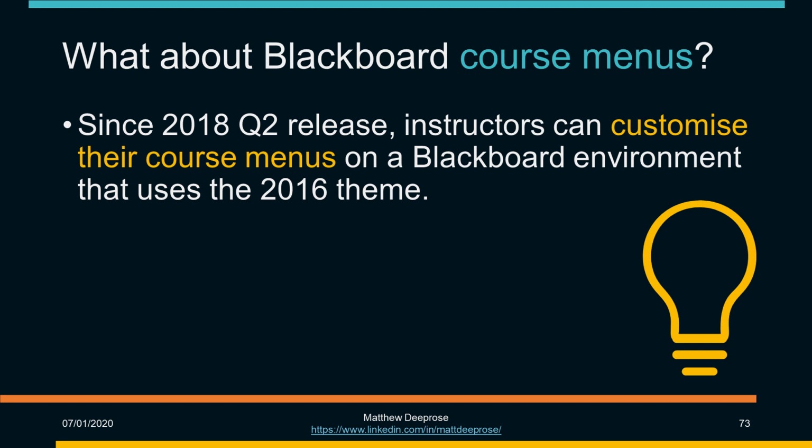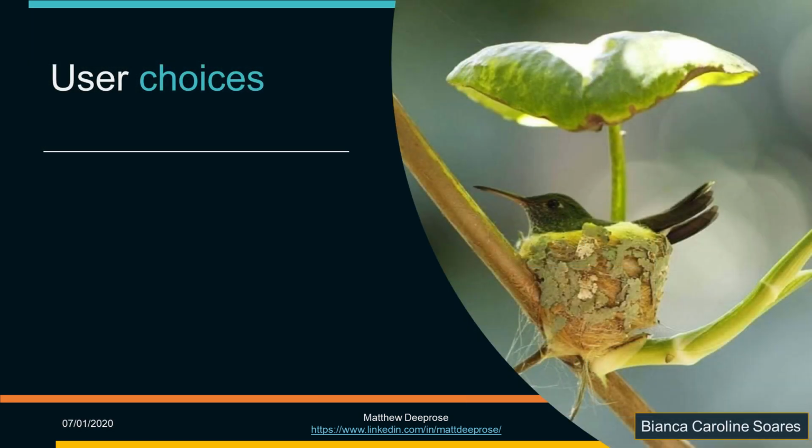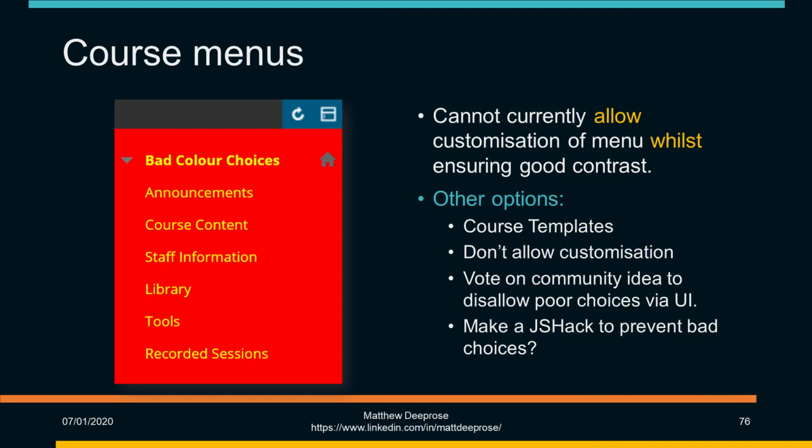Now you might also be thinking, but Matt, the course menus, can't instructors still change their color schemes even on the 2016 theme? And that is true. Although we had reset all of the color schemes to a AAA level, users will sometimes make choices which may not always be the best choices. For example, there's nothing stopping an instructor setting their course menu to have quite a poor color scheme.